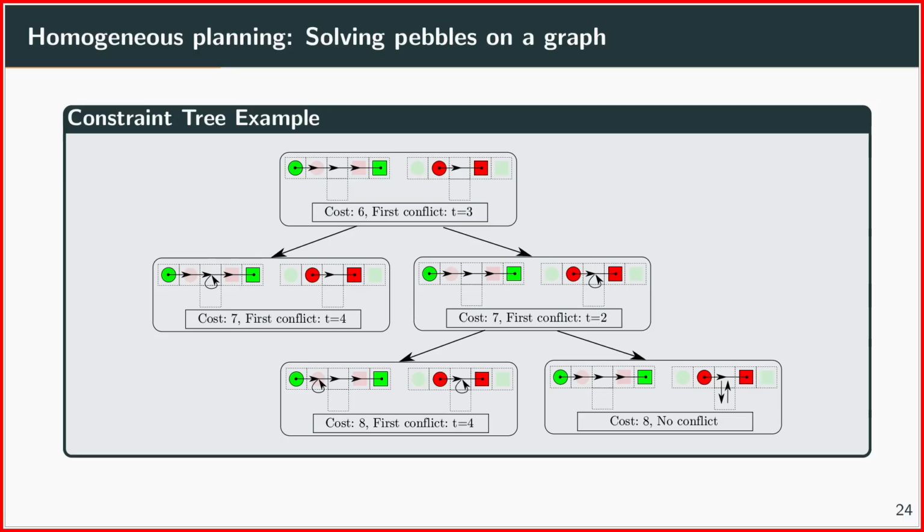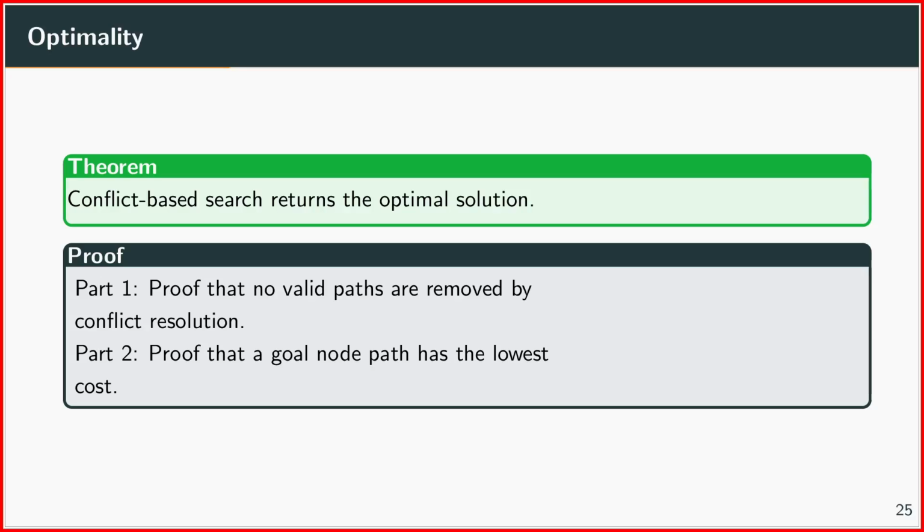And something which I have not talked about is that this solution which we got here is actually the optimal solution. And to show you that this is actually the optimal solution, I just wanted to give you a small proof sketch of this. So we have this theorem here, conflict-based search returns the optimal solution. And there are 2 parts to show this.